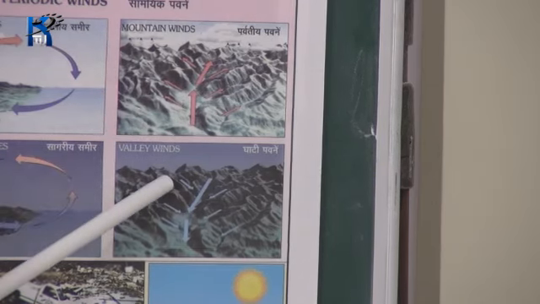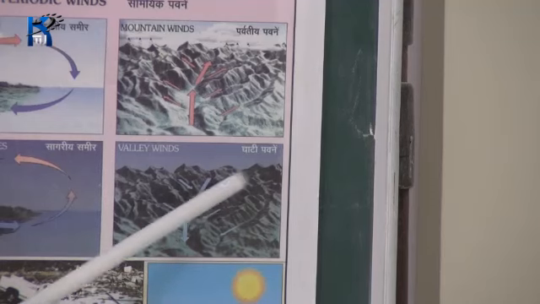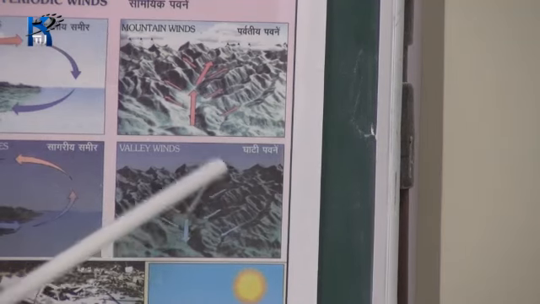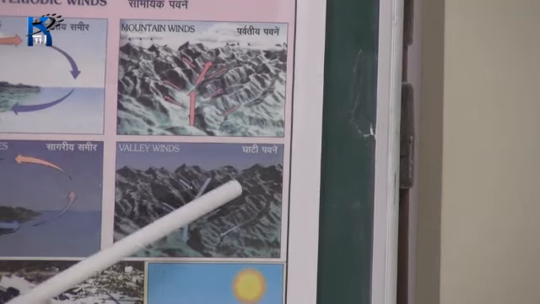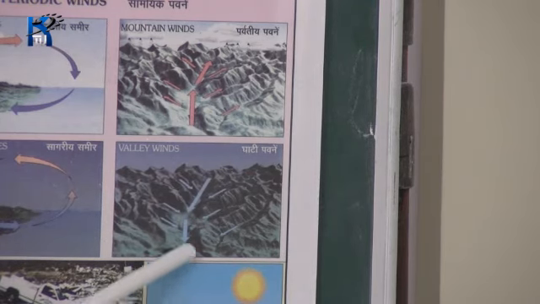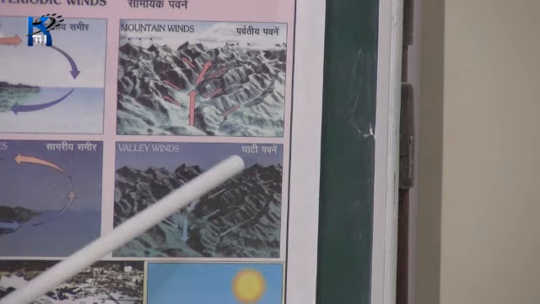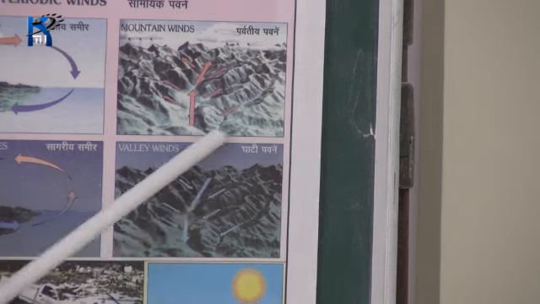Next is valley wind. At night, the land gets cooler. The valley top is cooler than the valley bottom, and here the high pressure prevails.